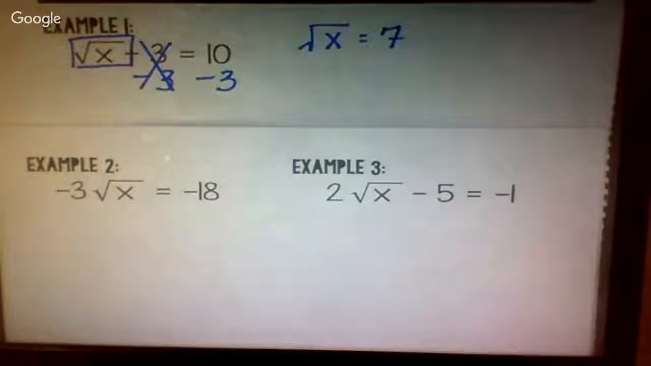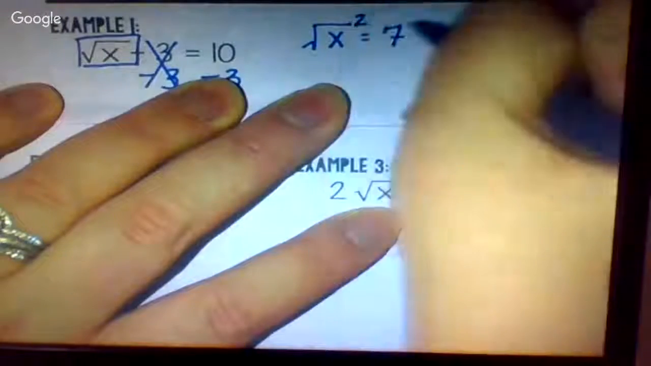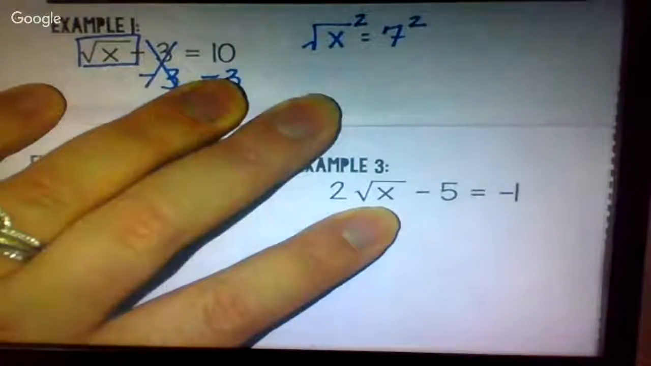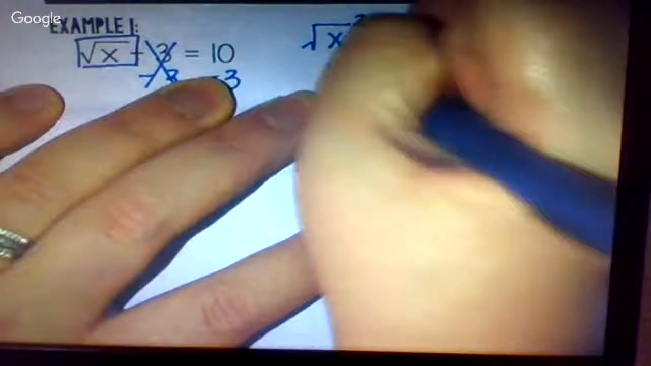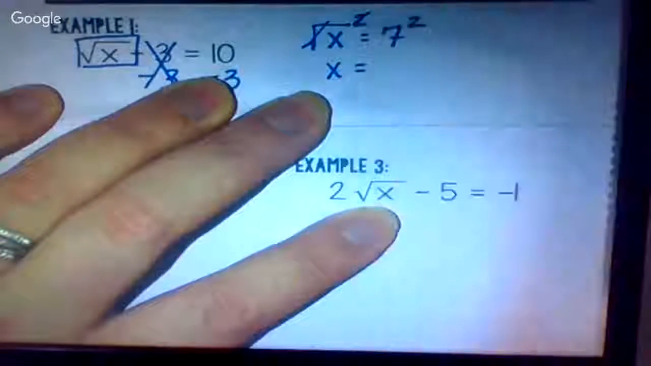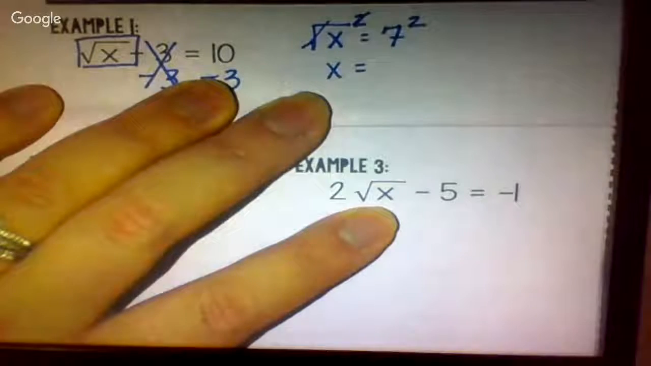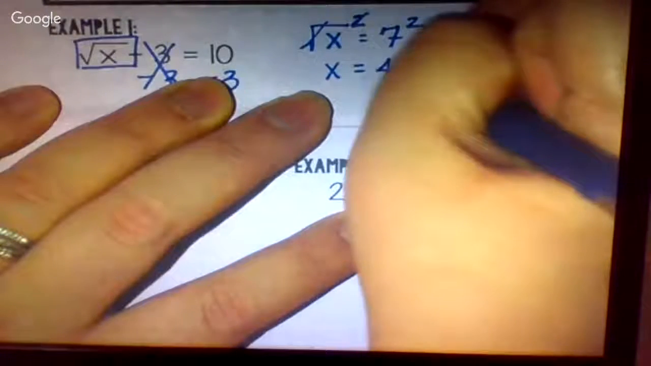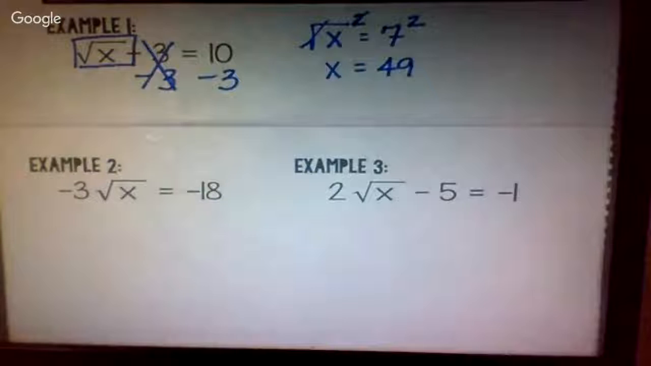Once your radical is by itself, your second step is to get rid of that radical. How do I get rid of the square root? You square it. So I square this side and square this side. So I'm left with x equals, because these two cancel, what's 7 squared? 49.